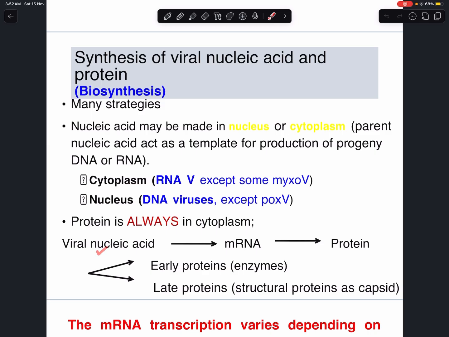The viral nucleic acid is going to be turned into mRNA, then it is turned into protein, which is going to be part of the virus. Okay, early proteins are the enzymes, and late proteins are structural proteins such as capsids.